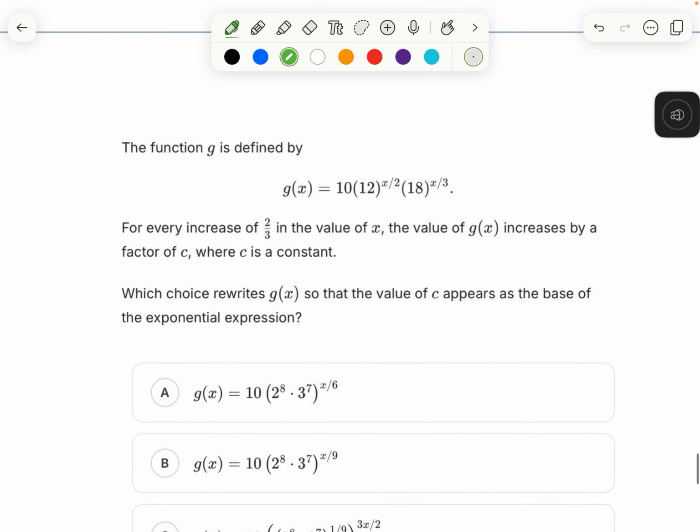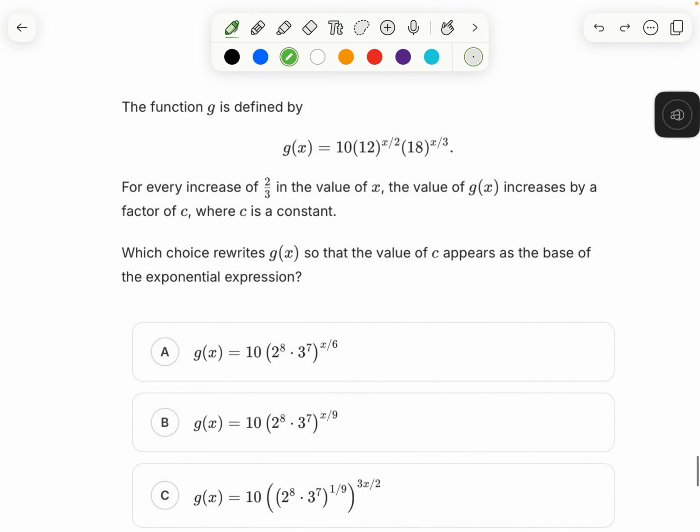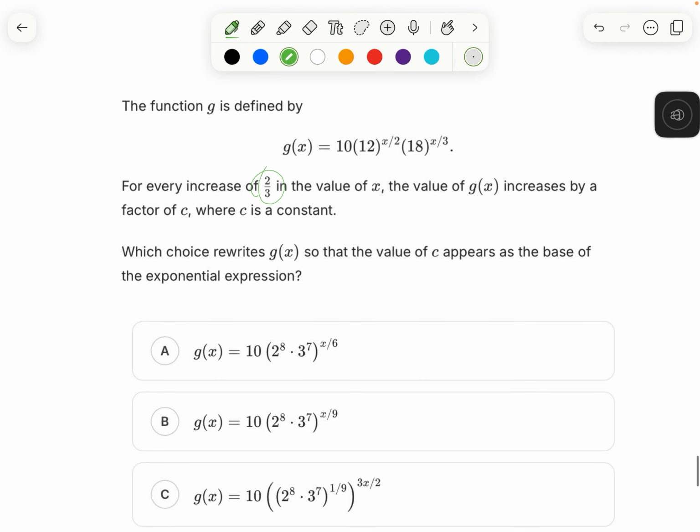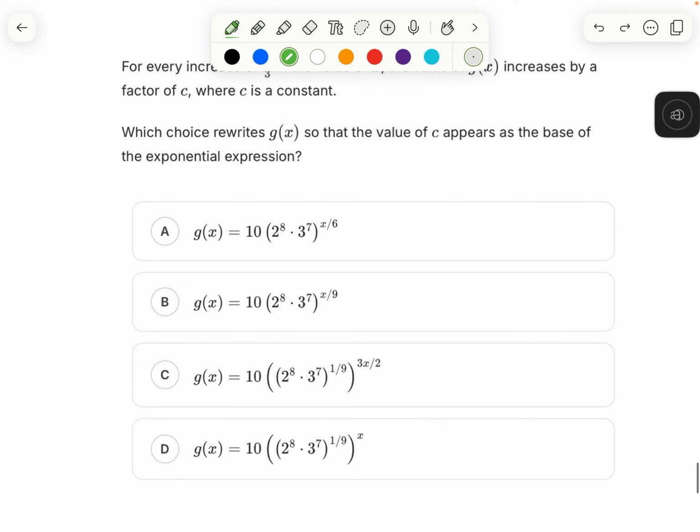Okay, so here we have the function g of x, where every increase of 2/3, g of x increases by a factor of c. Which choice rewrites g of x so that the value of c appears as the base of the exponential expression?